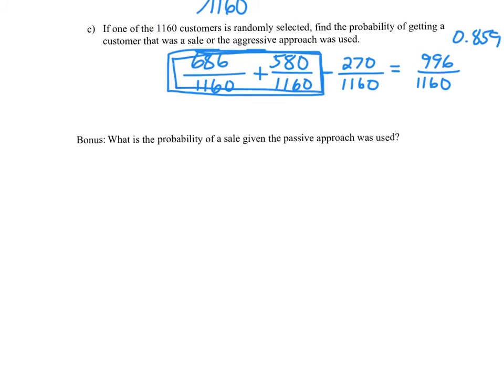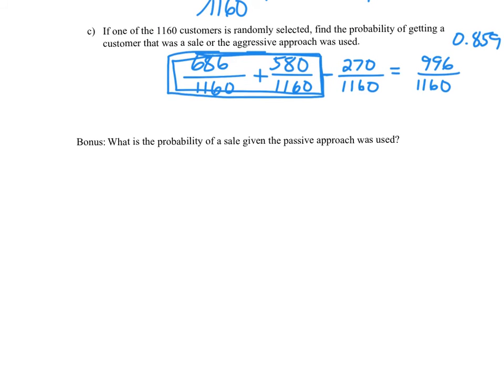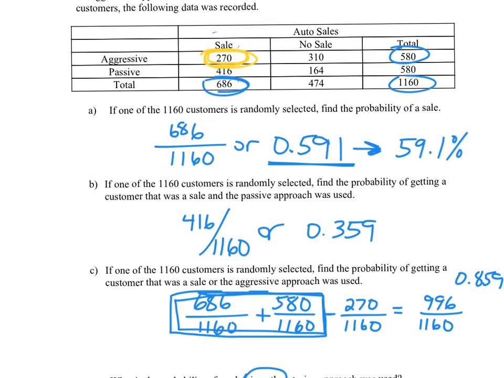Let's wrap this up with the bonus. What's the probability of a sale given that the passive approach was used? So this is a conditional probability. Given the passive approach was used, well, that brings us down to a smaller number of customers. So given the passive approach was used, we're only talking about 580 customers now. Those were the only ones in which the passive approach was used.